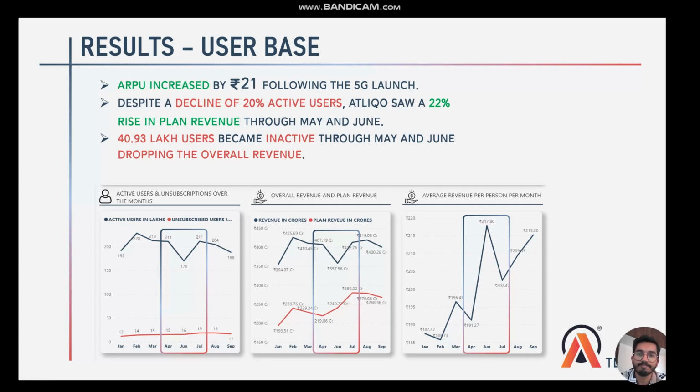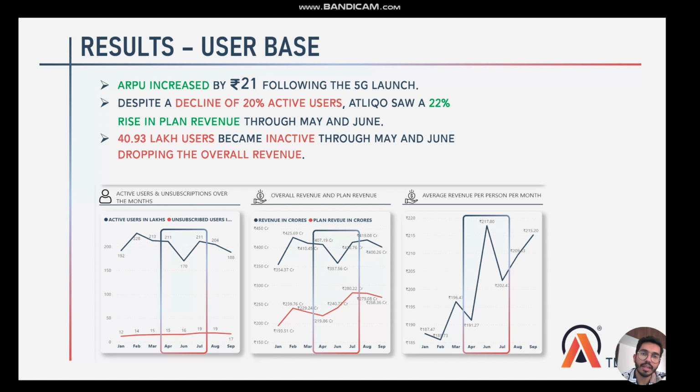But the other thing that we discovered was that despite a decline of 20% in active users, now when we come to the active users on the first chart, you can see that there was a decline from April to June. We had a decline of 20% in the number of active customers. So despite this decline, we saw a 22% rise in the plan revenue. So we are seeing this decline from April to June, but at the same time, in April to June, we are seeing this increase in the plan revenue. So there is kind of an adverse correlation here, as we can see.